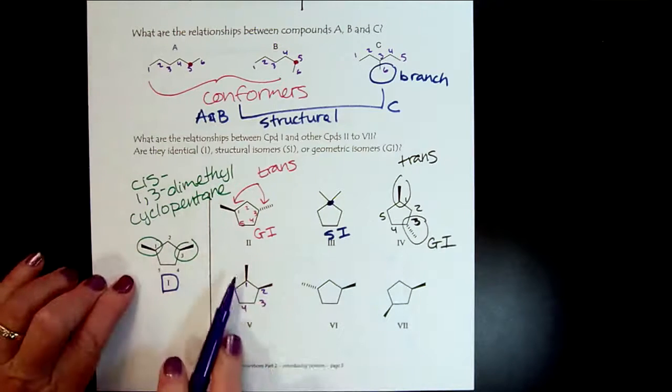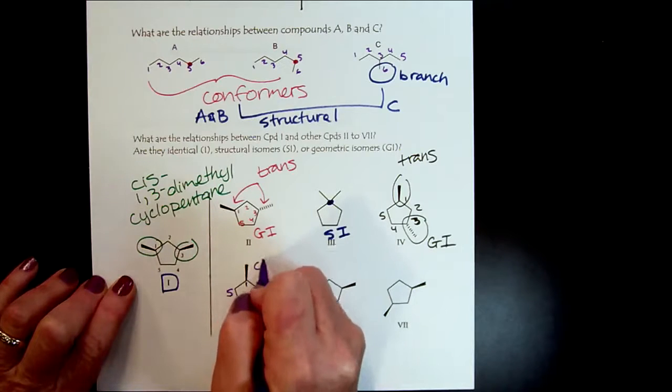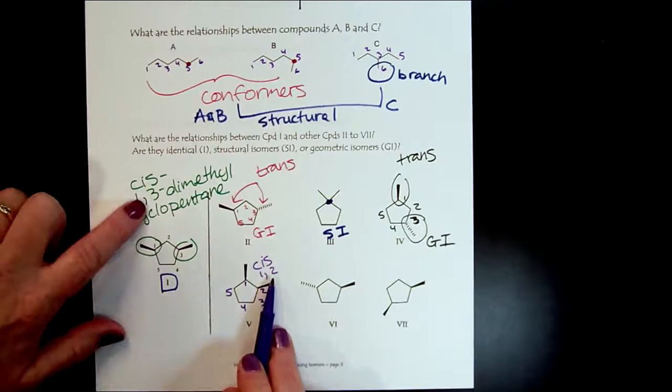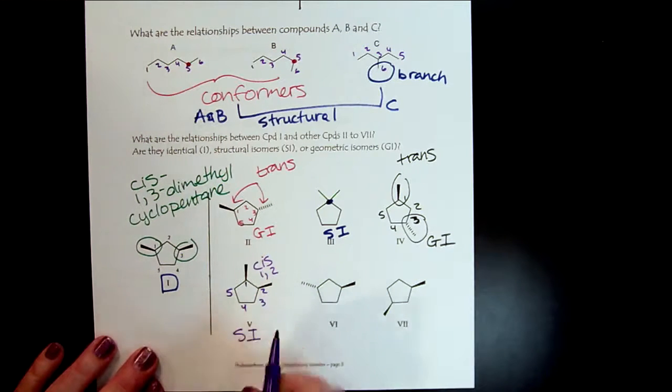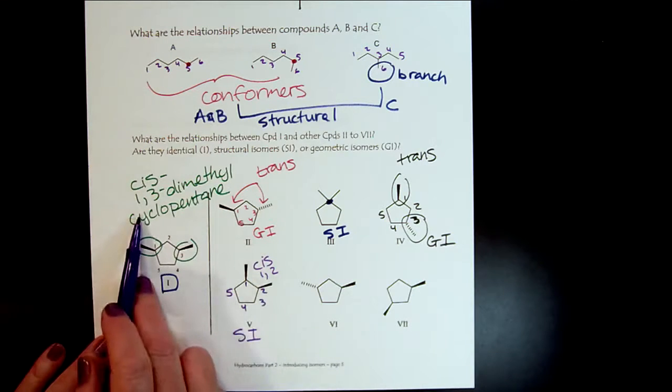So if we look quickly, we're like, oh, look, it's cis. And it's true that it's cis, but it's cis 1,2, not 1,3. So these would be structural isomers. Same chemical formula, but different connectivity. A 1,2 substitution versus a 1,3.